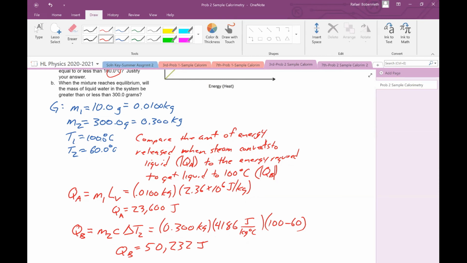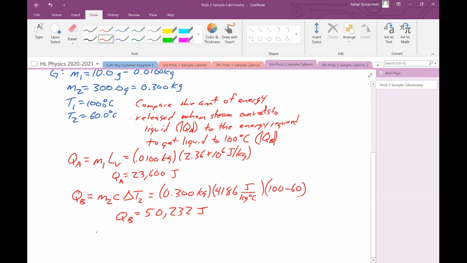So what does that mean? The absolute value of QB is greater than the absolute value of QA. In other words, it requires more energy to raise the water from 60 degrees to 100 degrees than the steam can give up. The steam is going to be all liquid water, and it's going to start cooling down before all of the mass 2 water has reached 100 degrees. So because of that, the final temp will be less than 100 degrees Celsius.